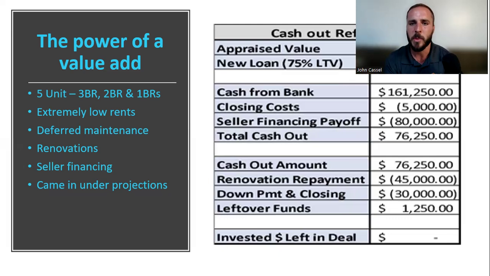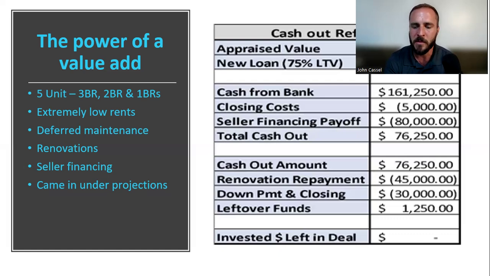Then you're getting money back in your pocket. So for this example, when we refinanced, it came out to $215,000 for the property. Our new loan was $161,000, which is 75% of that value. So we're basically getting $161,000 from the bank.